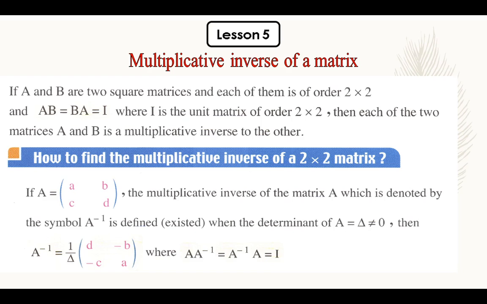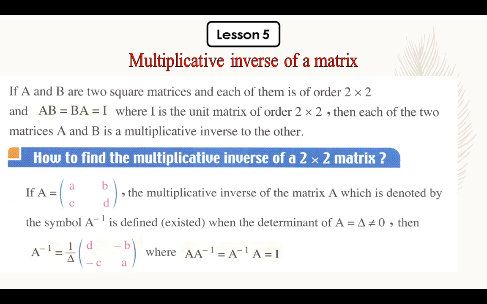So if we want to prove that the two matrices A and B are multiplicative inverses to each other, first you will find A times B. You will find that A times B equals the unit matrix of order 2 times 2. Then you will find B multiplied by A. You will find that B multiplied by A also equals the unit matrix of order 2 times 2.